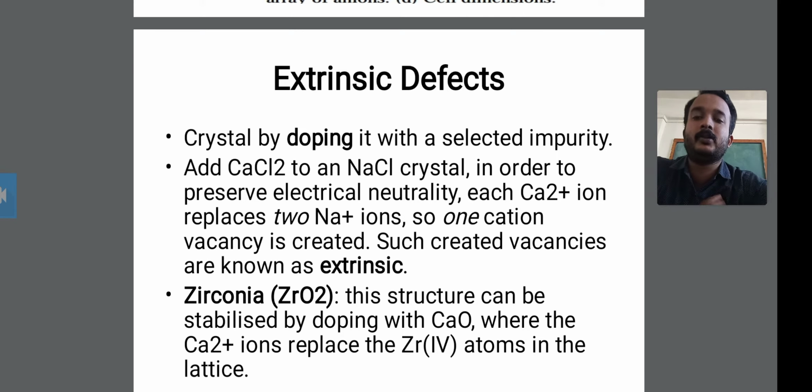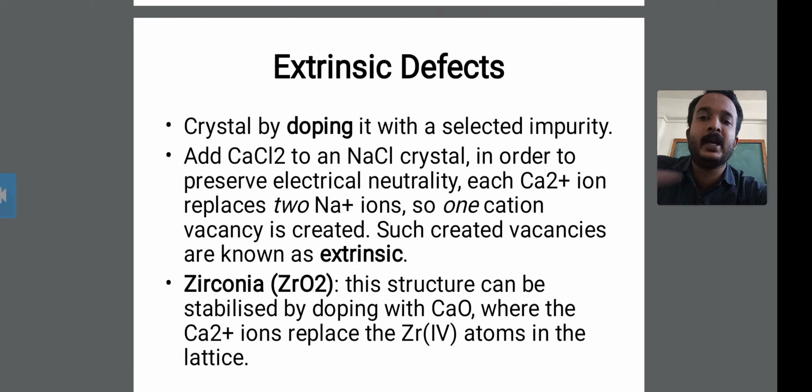The definition of the extrinsic defect: calcium dichloride is added to a sodium chloride crystal, and in order to preserve electrical neutrality, each Ca2+ ion replaces 2 Na+ ions. One cation vacancy is created, and such created vacancies are known as extrinsic defects.